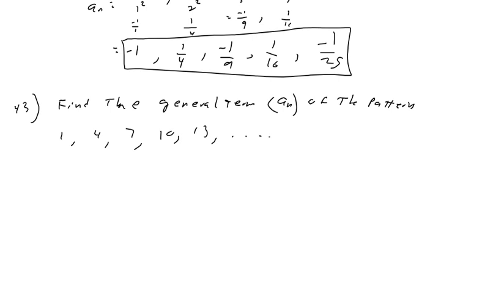So we want to find the general term, a sub n, of this pattern. First of all, what's the pattern? What is the kind of process here? What do you notice about this? What are we doing each time? Are we doing something consistent each time? What's the pattern for this one?